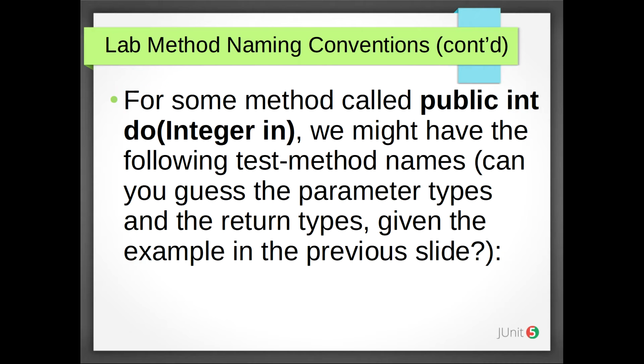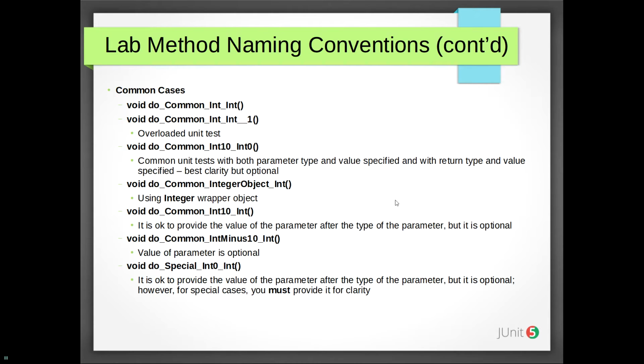And let's take a look at some more. For some method called public int do integer in, we might have the following test method names. Can you guess the parameter types and the return types given the examples in the previous slide, and let's take a look at what we're going to have. So for common cases, we're going to have void do underscore common underscore int underscore int. Void do underscore common underscore int underscore int underscore underscore 1, where the first int is the parameter we're passing in, the second int is the return value.